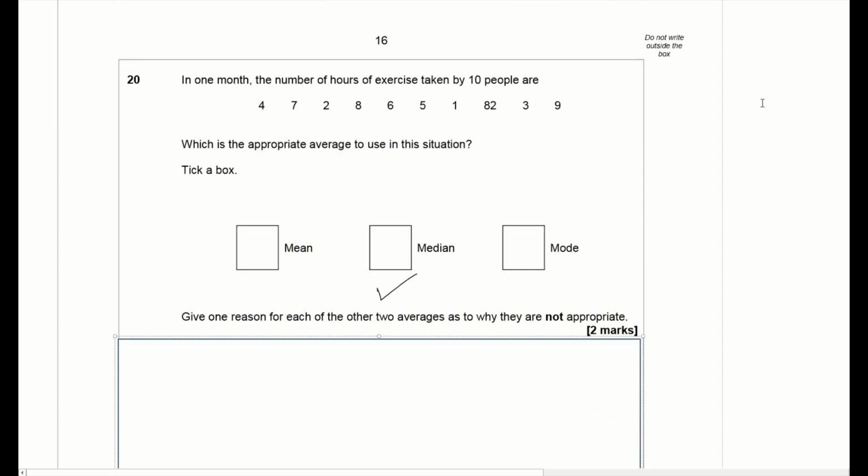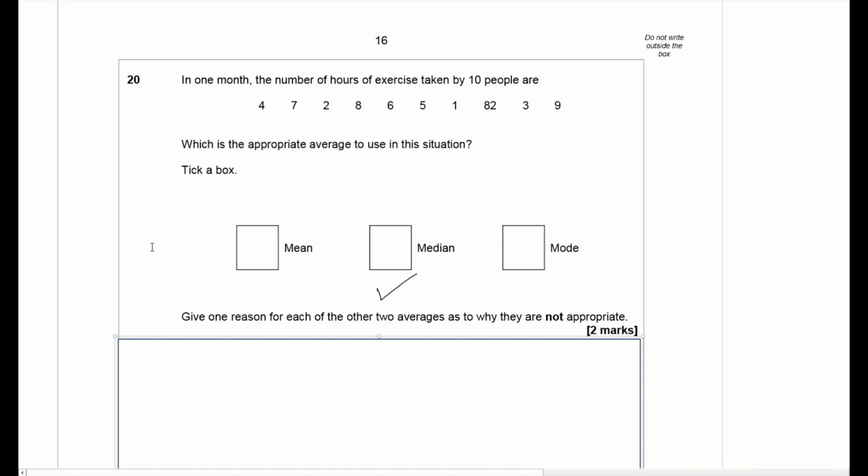Question 20. In 1 month, the number of hours of exercise taken by 10 people are the following values. So you can see those there. 82 is anomalous in this case. It's significantly larger than all of the other values. That might be significant with regards to the rest of the question. Which is the appropriate average to use in this situation? Tick a box, so mean, median or mode, and give one reason for each of the other two averages as to why they are not appropriate.